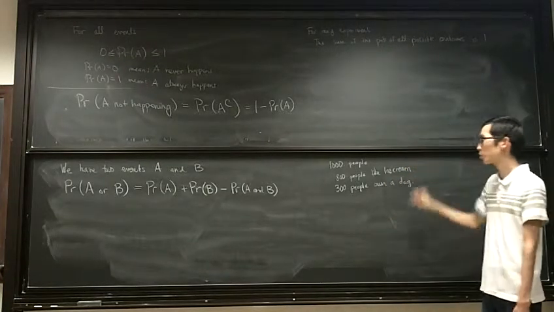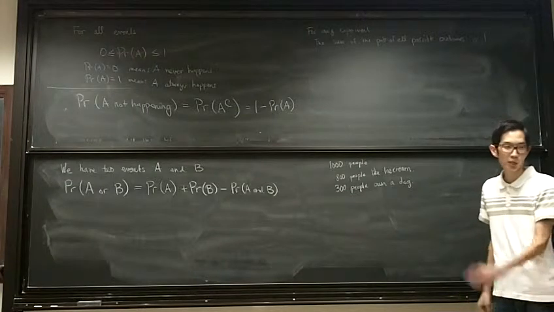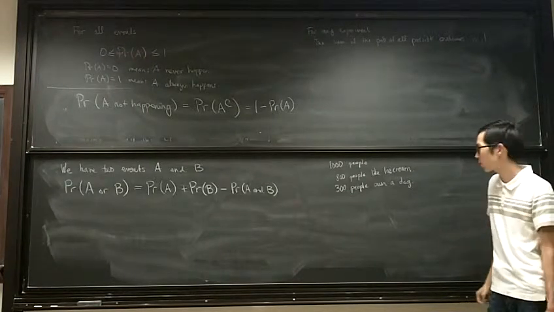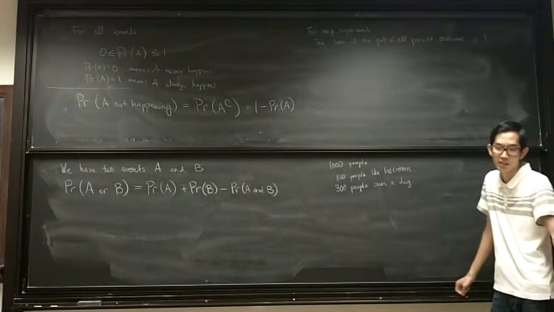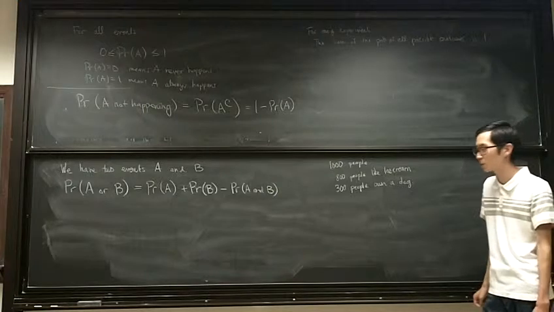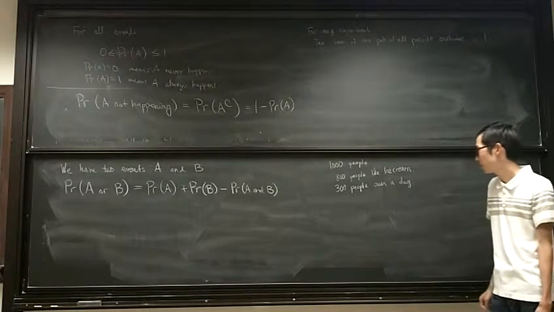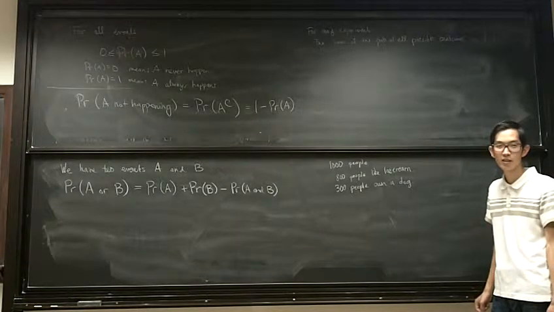I could ask, if I pick a random person from the crowd, what's the probability that this person likes ice cream? What's your answer? 0.8, okay? And what's the probability that this random person from the crowd owns a dog? 0.3.